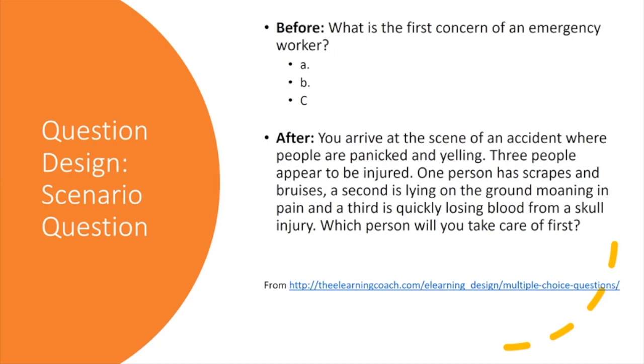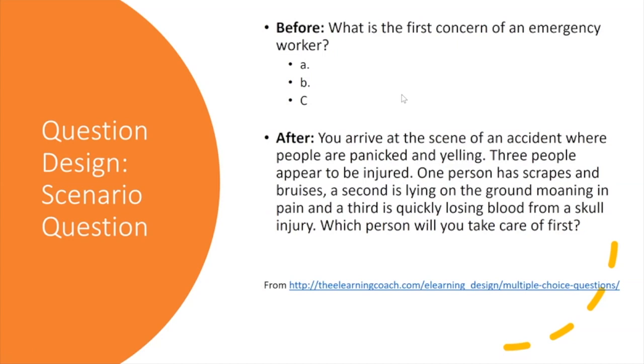So while the initial question was multiple choice, the question was adapted to make it a scenario question. So you can see that this scenario question is a much more practical situation where the student has to think about how they would actually address the situation as opposed to picking from a set of answers. So that's the first type of question that I recommend. That's a scenario question.